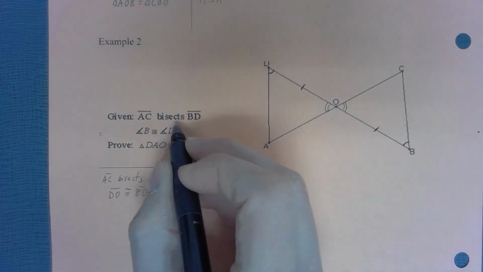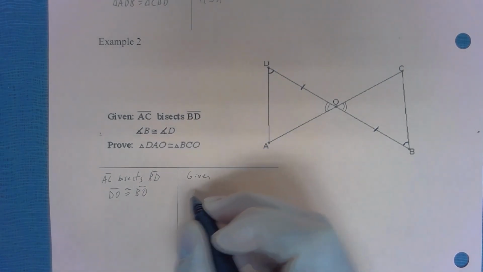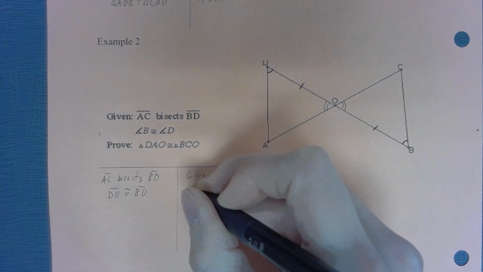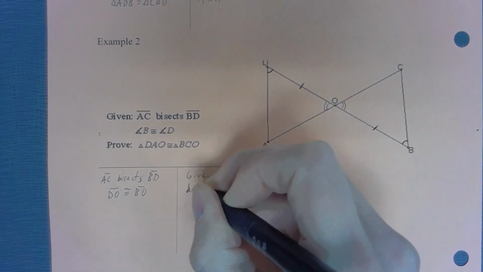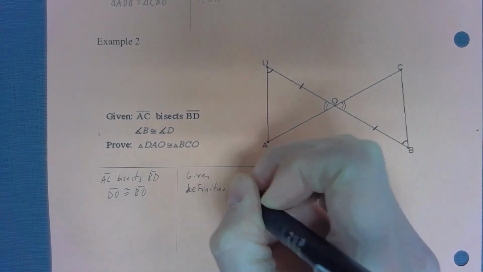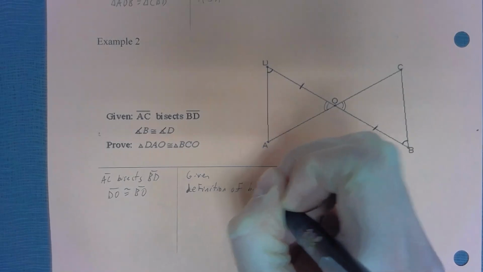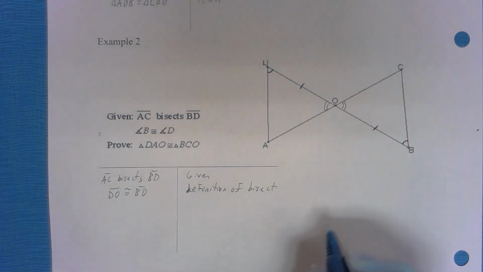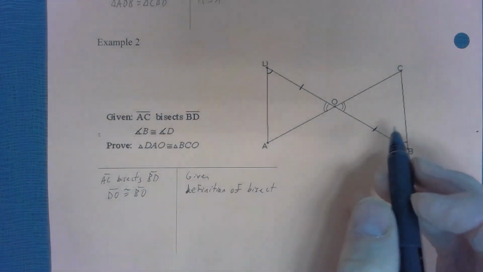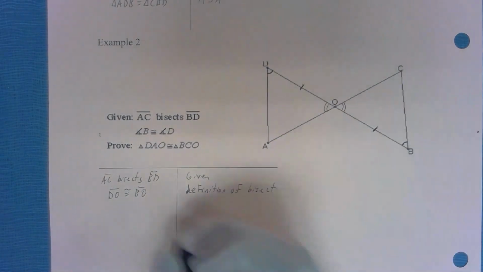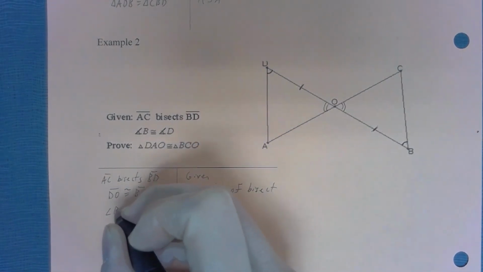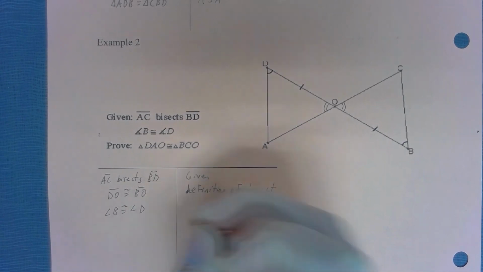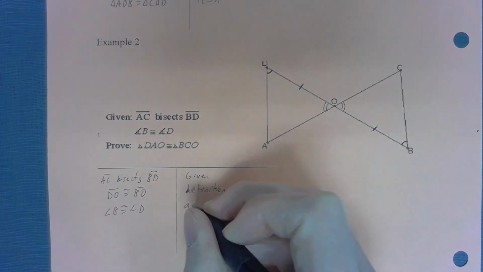And whenever we use the meaning of a word to draw a conclusion, we are going to say that's its definition. The definition of bisect. Definition of bisect. And the next thing that we went on and did was talk about our other given statement, that angle B is congruent to angle D. That was given.